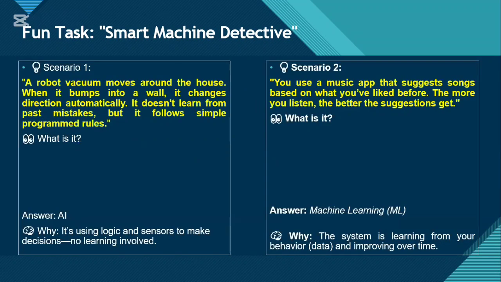So the first scenario is a robot vacuum moves around the house. When it bumps into the wall, it changes direction automatically. Now, it doesn't have to learn from the past mistakes, but it follows simple programmed rules. As you can see, what is it? This is just artificial intelligence. You're not training it to make decisions on its own, but it's just following instructions. So this is pure logic, and sensors are allowed to make decisions, and there's no learning involved, right? So this is just basic artificial intelligence.